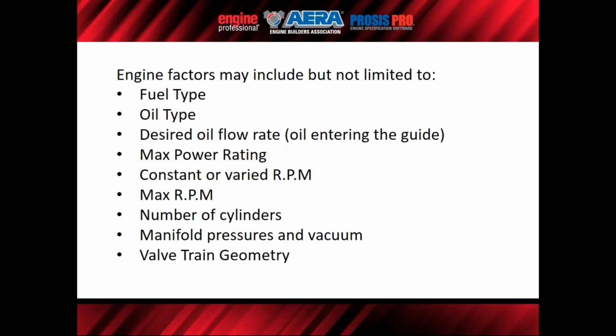There's about 5 classifications right now. The higher the number, the lower the leakage rate. So that's really important. Max power rating: is this thing a constant RPM like a generator, or is it a varied RPM? That's going to affect the vacuum signal seen at the valve and ultimately on the valve stem seal. Max number of RPMs, the number of cylinders, manifold pressures and vacuum, and then valve train geometry.